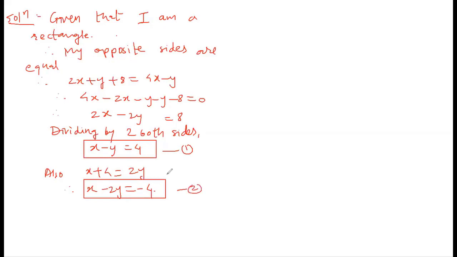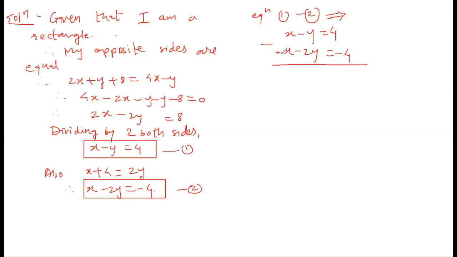Now we solve these equations simultaneously. You can see the coefficient of x in both the equations is the same. Therefore, we are going to subtract equation 2 from equation 1. This implies x minus y equals 4, x minus 2y equals minus 4. After subtraction, the signs change: plus becomes minus, minus becomes plus. So x will get cancelled, minus y plus 2y means y, 4 plus 4 is 8. So we got the value of y as 8.